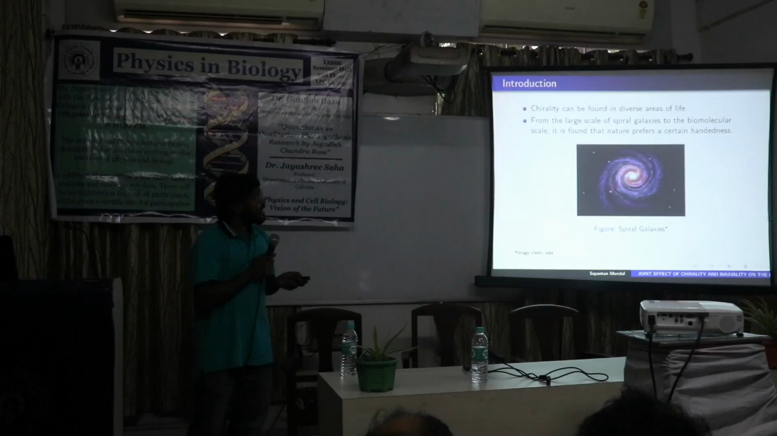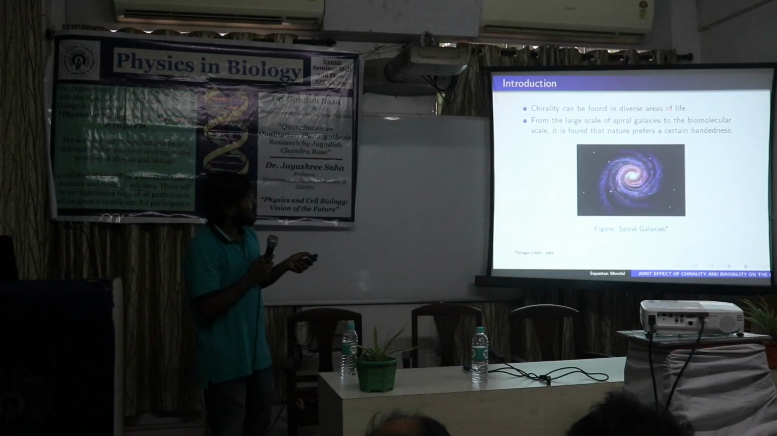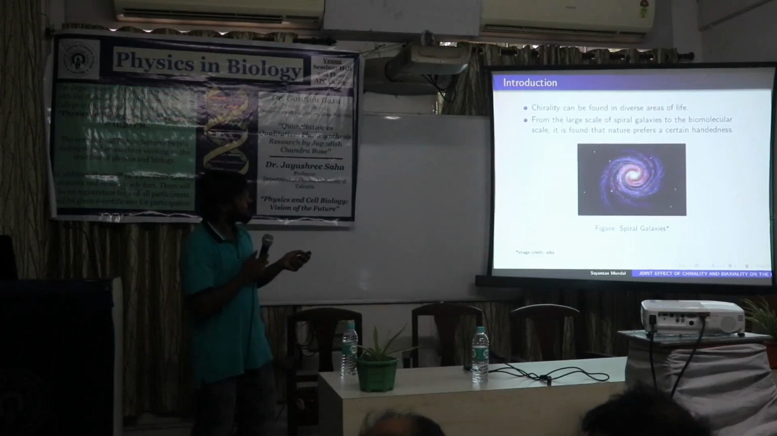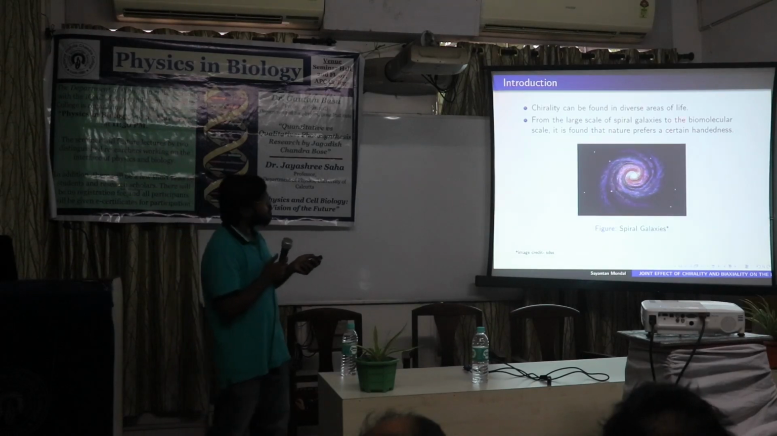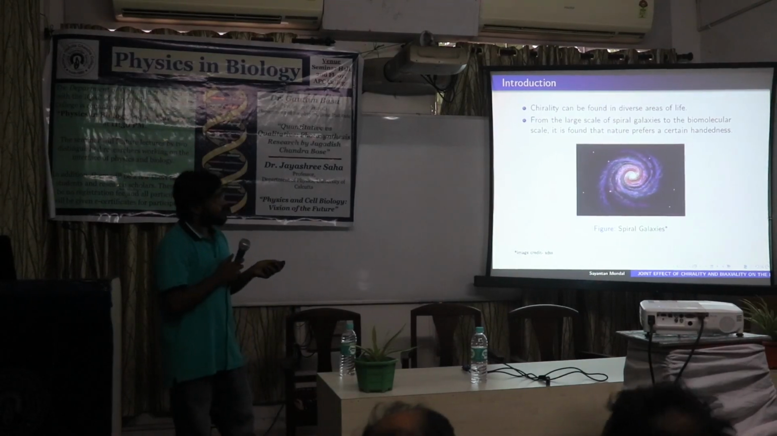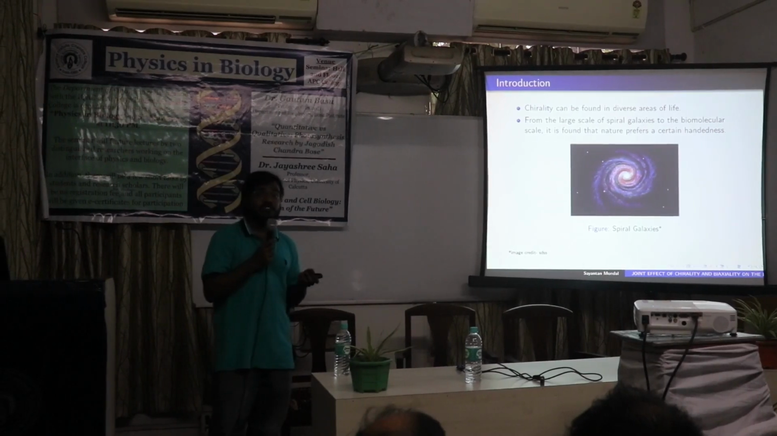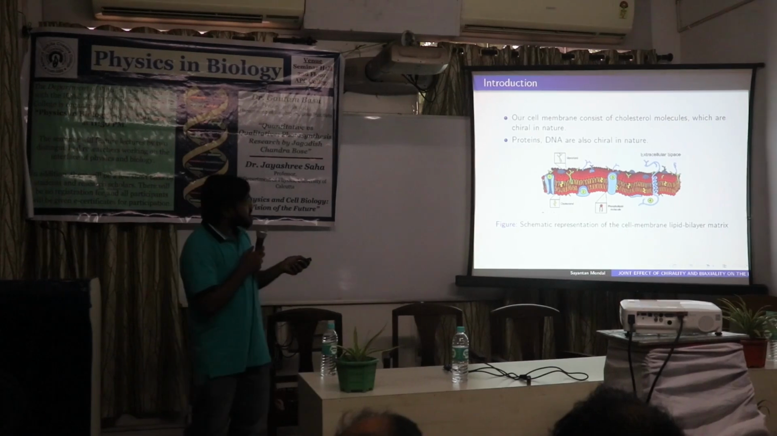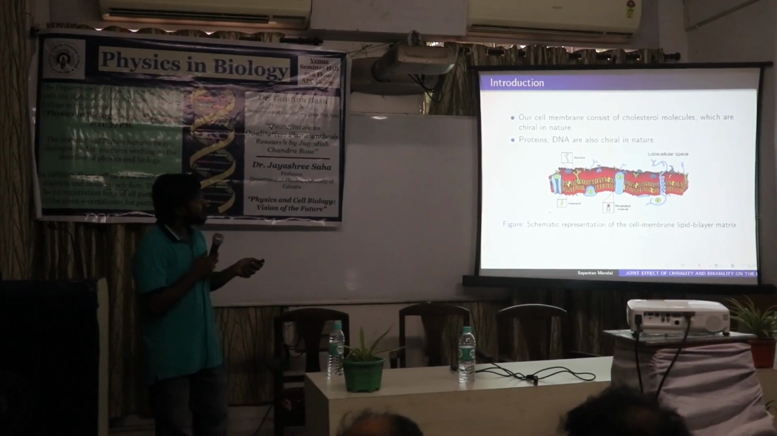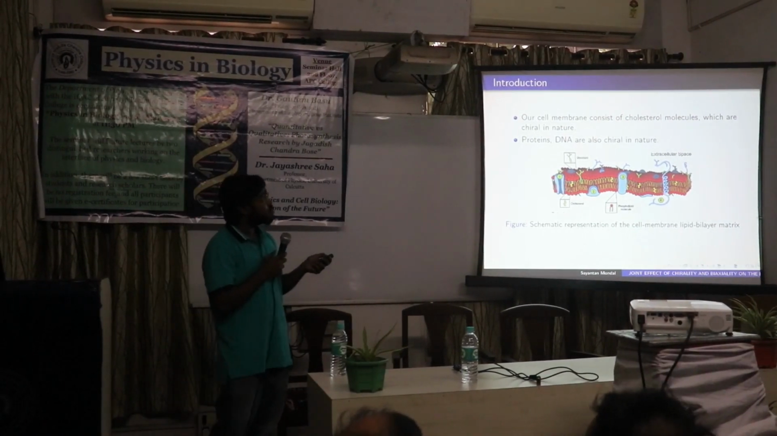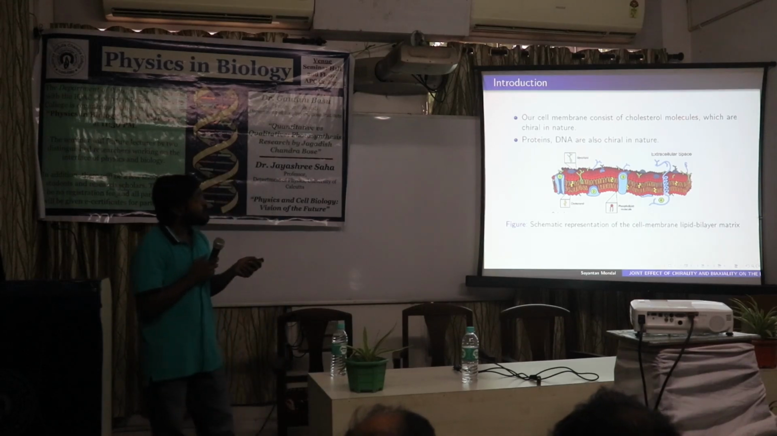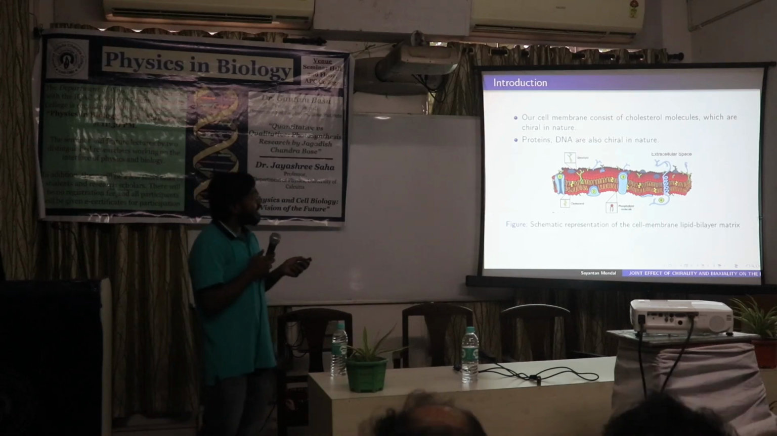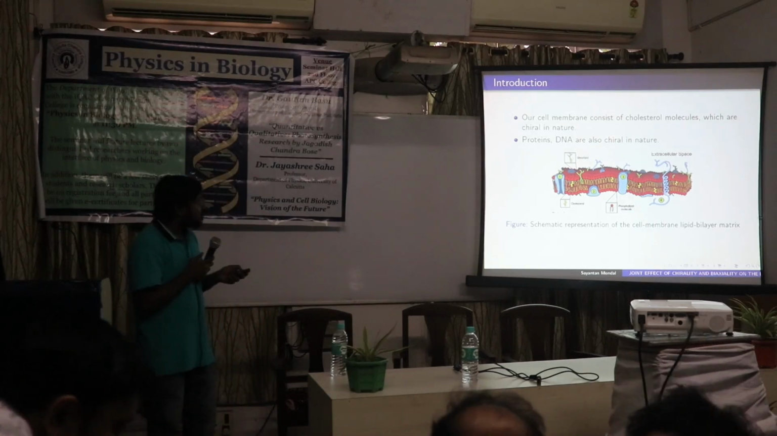Now, chirality can be found in diverse areas of nature, from the large scale of spiral galaxies to the biomolecular scale. It is always found that nature prefers a certain handedness. This is a schematic diagram of a typical cell membrane, which consists of molecules like cholesterol, which are inherently chiral and also biaxial in nature. Protein, DNA, they are all chiral in nature.